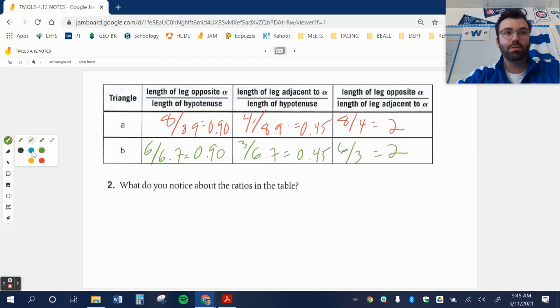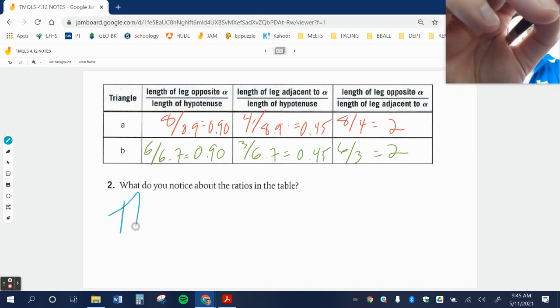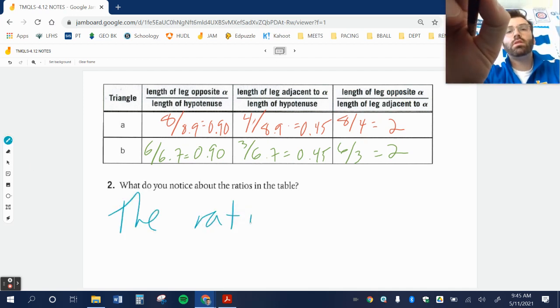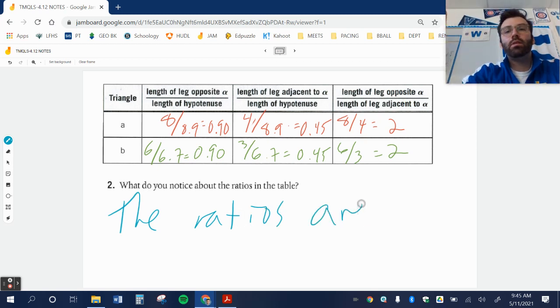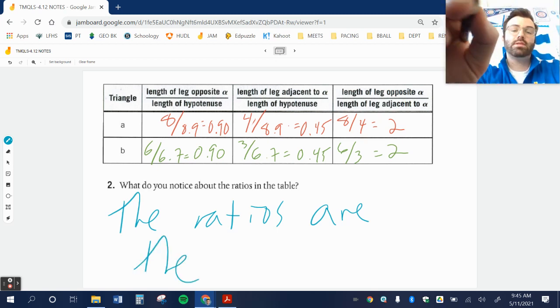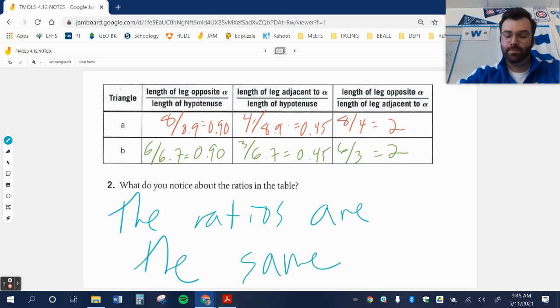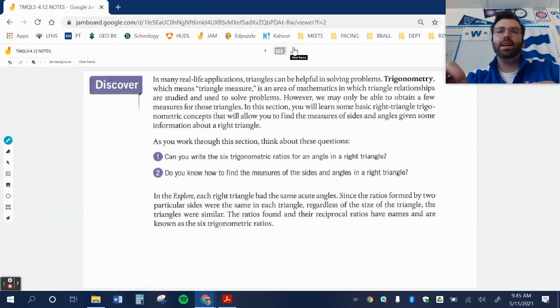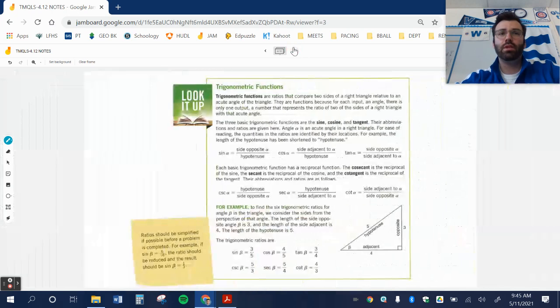Well, if you notice, what do you notice about the ratios in the table? What do I notice about all these decimals? The ratios are, look, 0.9, 0.45, and 2, the same. The same. Okay? So what are we doing today? Can you write the 6 trig ratios for an angle in a right triangle? And do you know how to find the measures of sides and angles in a right triangle?